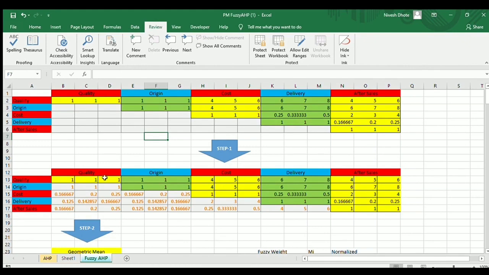The most important point in this set is that we have to write the values in increasing order only. So if we are writing 1 by 4, 1 by 5, 1 by 6, we will find that 1 by 6 has the lowest value and 1 by 4 has a greater value than 1 by 6. So we have to reverse this value. So cost is 1 by 6 times of this value, 1 by 5 is 0.2 and 1 by 4 is 0.25. Similarly, for delivery, 1 by 8 here, 1 by 7 here, 1 by 6 here.